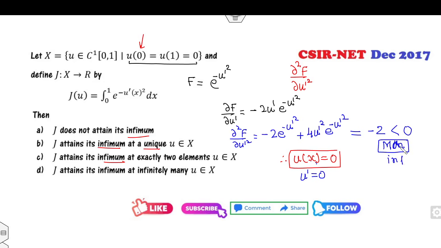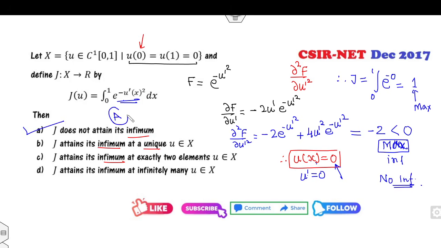That's less than 0, that's a maximum value. So what is the maximum value of this? Can you find the value of J? u dash is 0, that means e raised to power 0. So the answer is this is my maximum value. Now since the extremal is unique, it gives only the maximum value. That means no minimum value, no infimum exists. So it does not attain the minimum value. That's the infimum, that is the right answer.